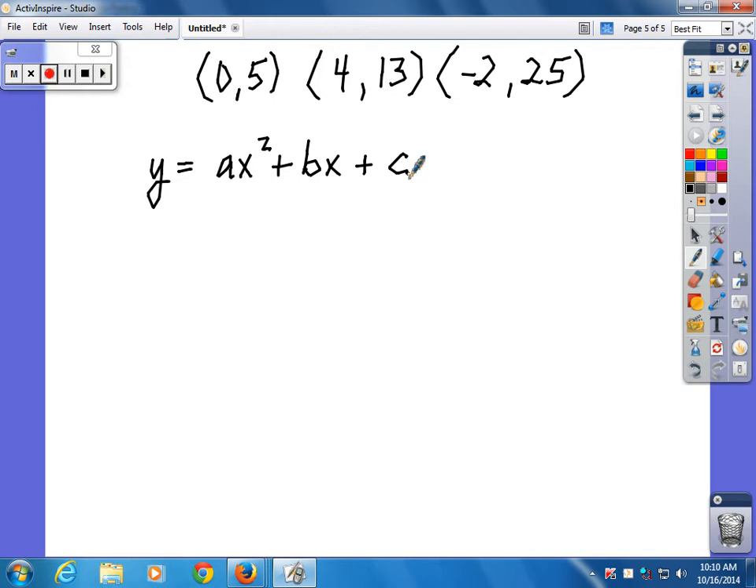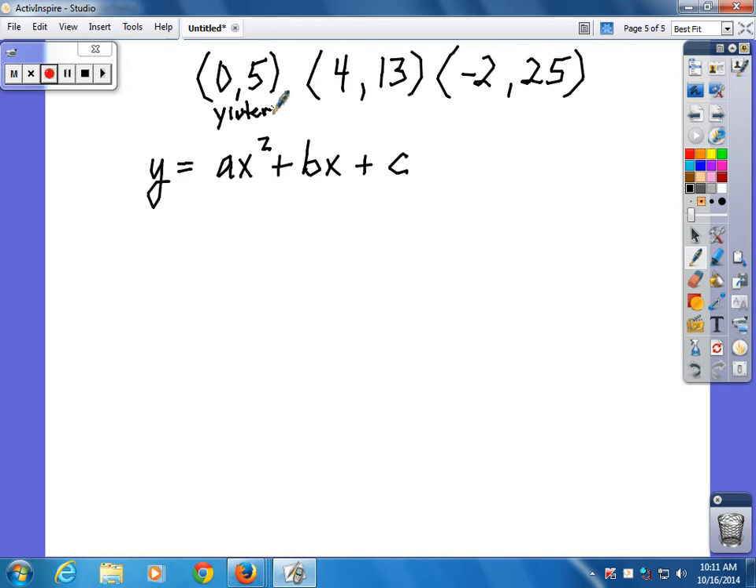How am I going to find C? Well, C is going to be your y-intercept. So, you already know, what is this? 0, 5, what is that? It's the y-intercept, so you already know that's going to be 5. Are they going to give you the y-intercept all the time? No, and that's why you have to do a different way. So plug 5 in for C.